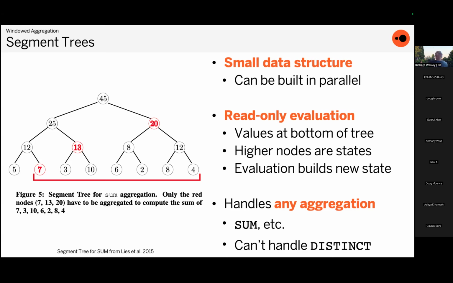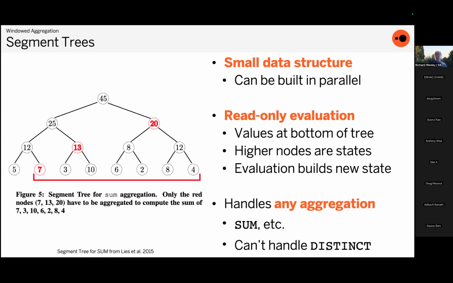And this can handle any aggregate, because the only operations you need are creating a state, merging a state, and finalizing a state. And merging a state is something you already have in order to support parallelism. So all of our aggregates can be handled by this. But there are some things it can't do, like if you want a sum distinct, you can't use this because you don't know where the distinct values are, and they're mushed all around in the tree.